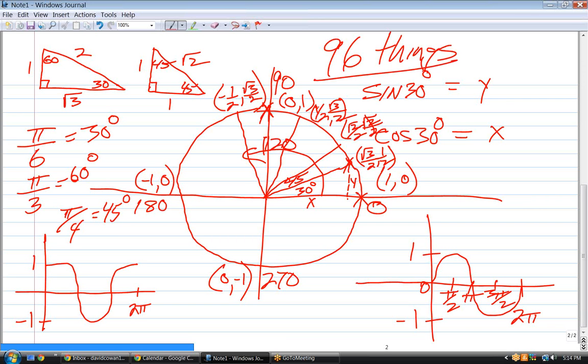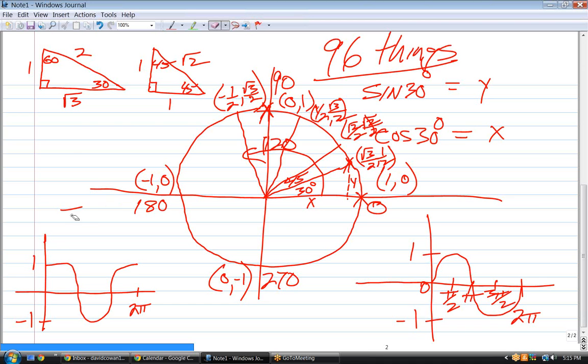Now, that's quite a task to do. And there's easier ways to do it than memorizing a wheel. That's the hard way to do it. In fact, this whole little exercise we're doing here, to me, is the hard way to learn trig.